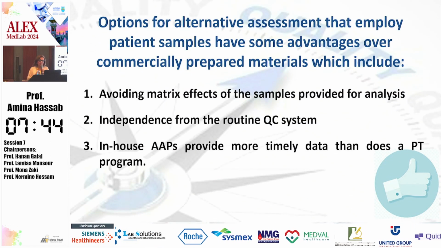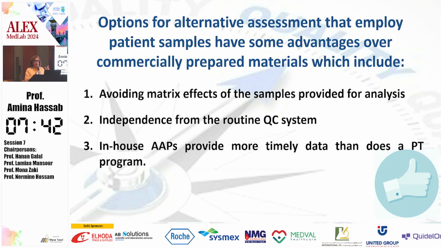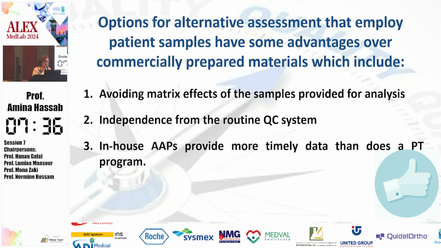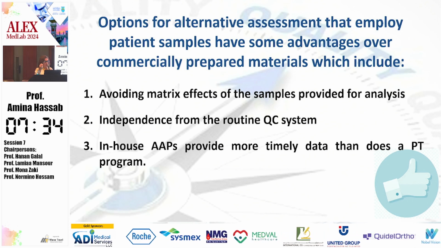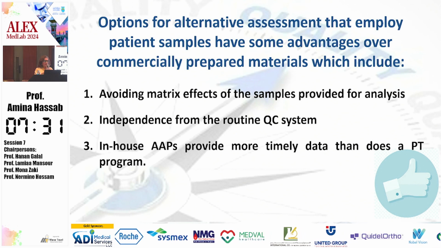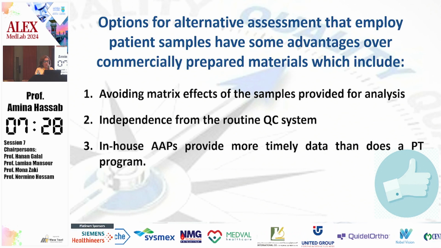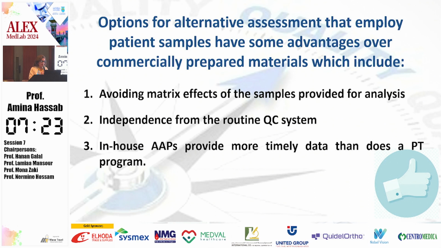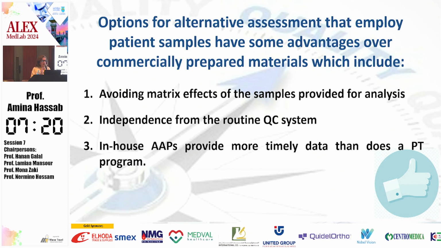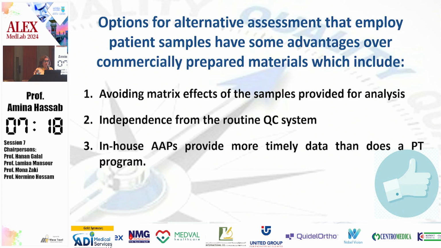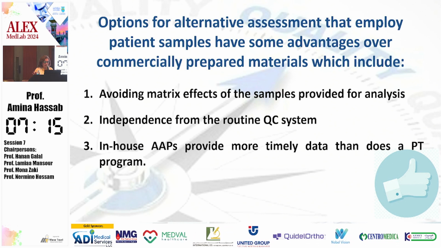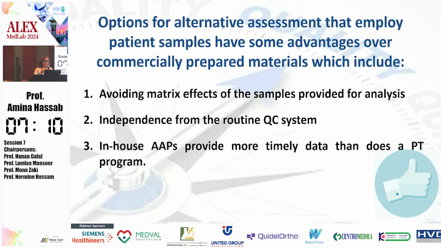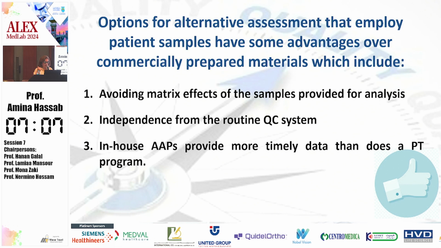What are the advantages of doing these alternative assessments to proficiency testing? First of all, you'll be using patient samples, not quality control material as in proficiency testing, so here you have the same metrics as your running samples, with no discrepancy. And they are totally independent from the routine QC. You have to keep running your internal QC as you're doing all the time. Of course, these in-house AAPs are more timely than the proficiency testing program.